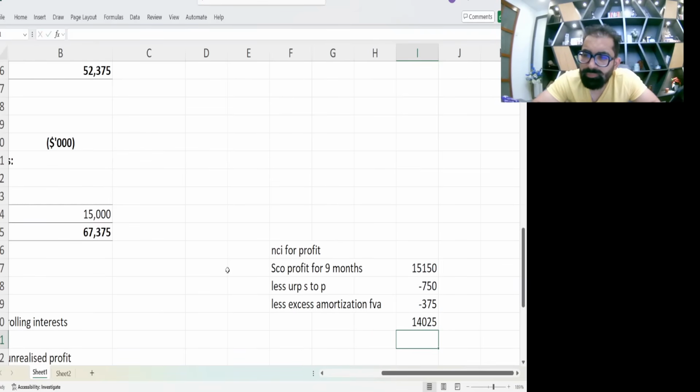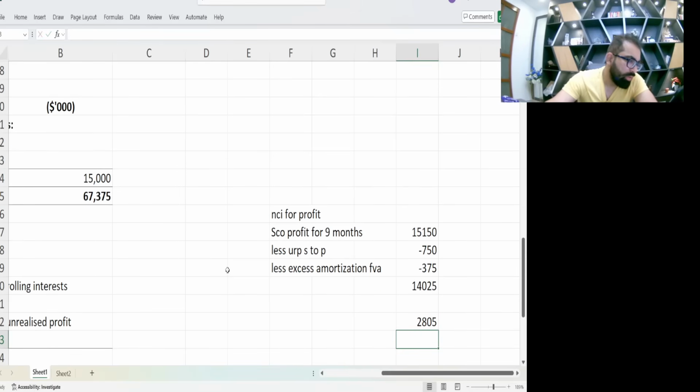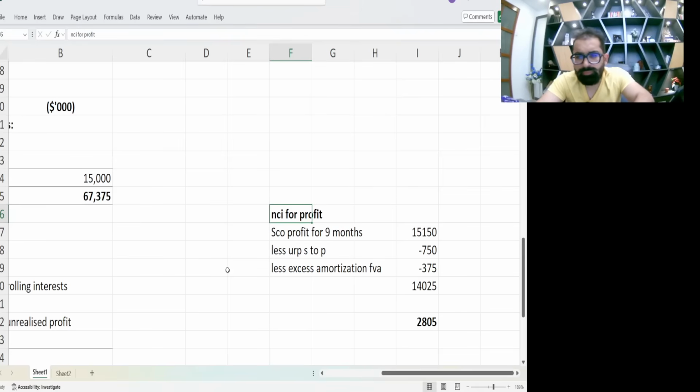So this is your 9 months adjusted profit. Now simply multiply it by your share. Parent company holds 80%, so NCI will be 20%, right? That gives 2805. This is the NCI for profit. And this is nothing new for you.